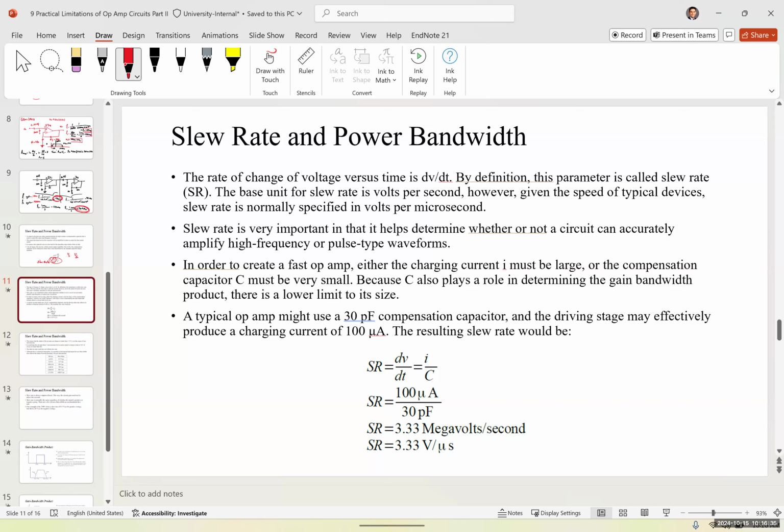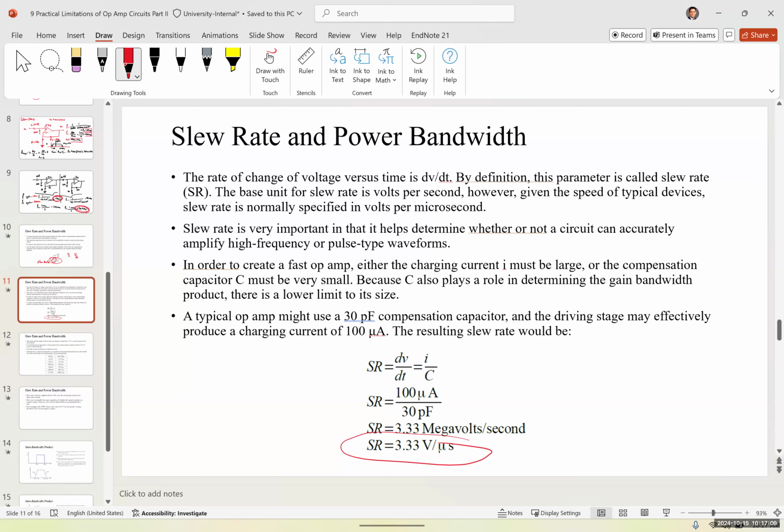In this particular example, if a 30 picofarad capacitor is used, and the current is changing by 100 microamps, the slew rate is 3.3 volts per microsecond, which is in the range of a 741 op amp. But if the current was higher or the capacitor was smaller, then it would be out of range for a 741 op amp.